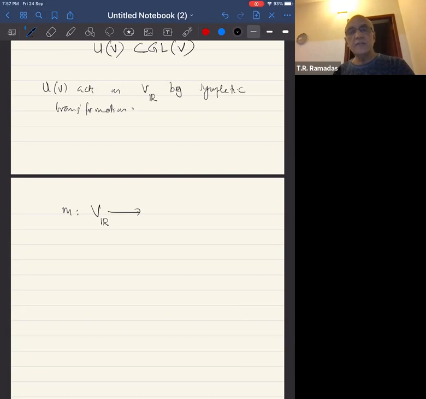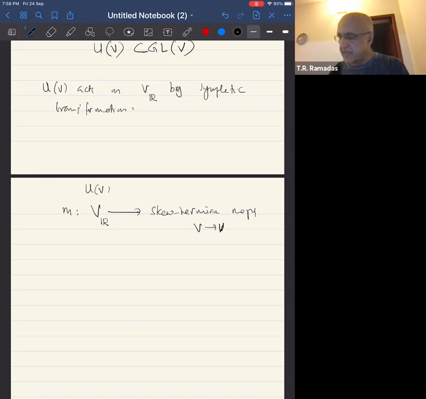But what is the Lie algebra of UV? It is skew Hermitian maps V to V. Even though when you say skew Hermitian, there are all kinds of complex numbers in the definition, remember, skew Hermitian maps are only a real vector space. If I take a skew Hermitian map and multiply it by I, you actually get a Hermitian map. So the space of skew Hermitian maps of a complex inner product space is only a real vector space. Okay?